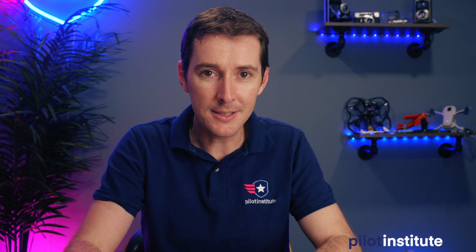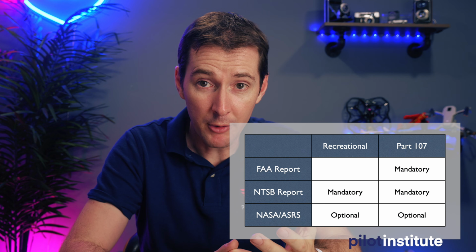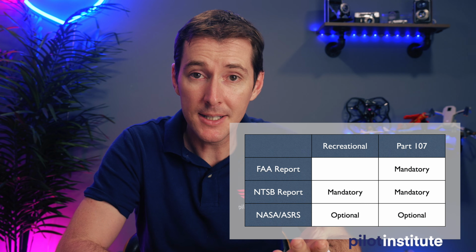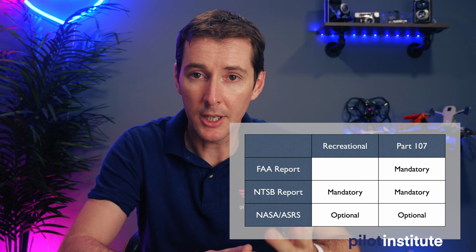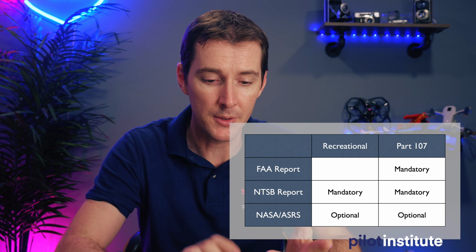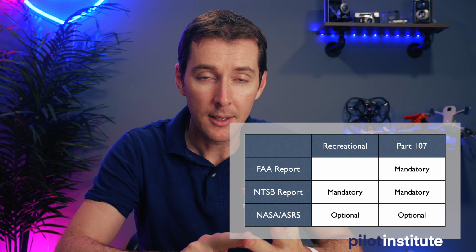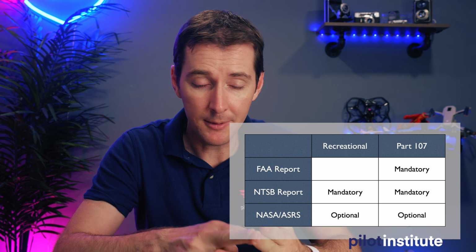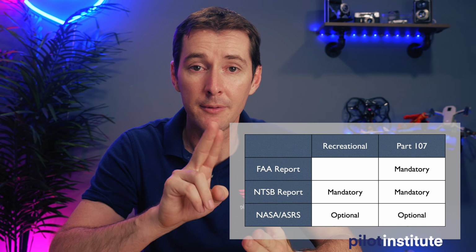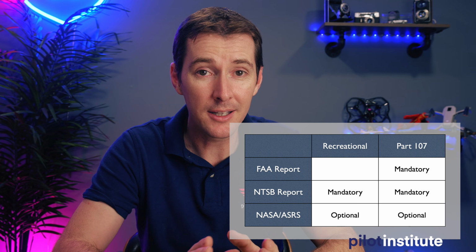And it also must not result in an accident. So it must be something that you did that, well, that didn't affect anybody else in a sense. Busting the airspace is the perfect example, especially for drone pilots. All right? So that's kind of a quick recap right here. FAA reports only for Part 107. NTSB report, everybody else. Recreational and Part 107, everybody has to submit one of those if the requirements are met. ASRS or NASA report, same thing. That's an optional thing for both Part 107 and recreational pilots, but highly recommended.